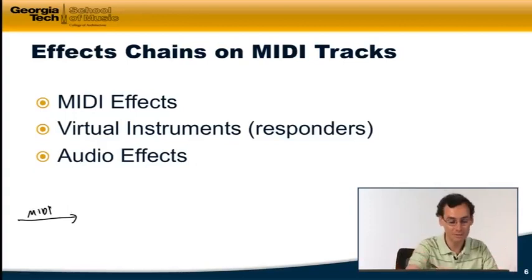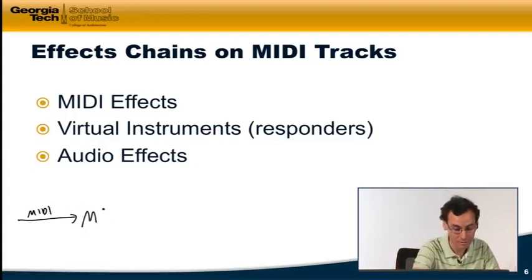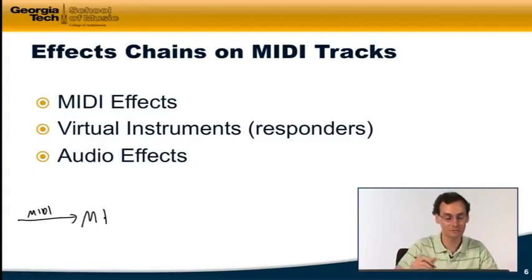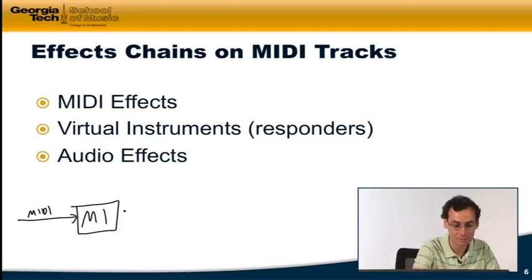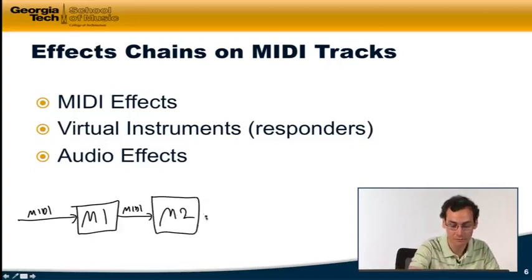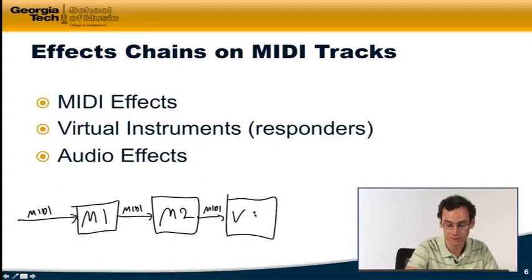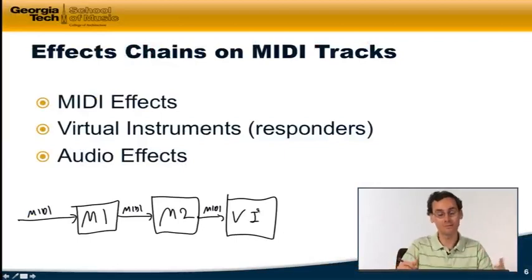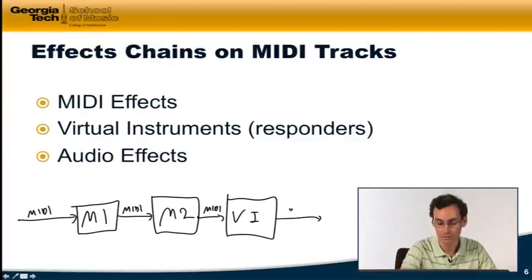And then we have a series of MIDI effects, one or more, or I guess there could be no MIDI effects, but if we have any MIDI effects, that's where we need to put them, because they're receiving MIDI in and they're sending MIDI out. If we had a second MIDI effect, it would go there, and so on. The last MIDI effect in the chain is going to send the MIDI data to our virtual instrument, which is then going to turn that MIDI data into audio.